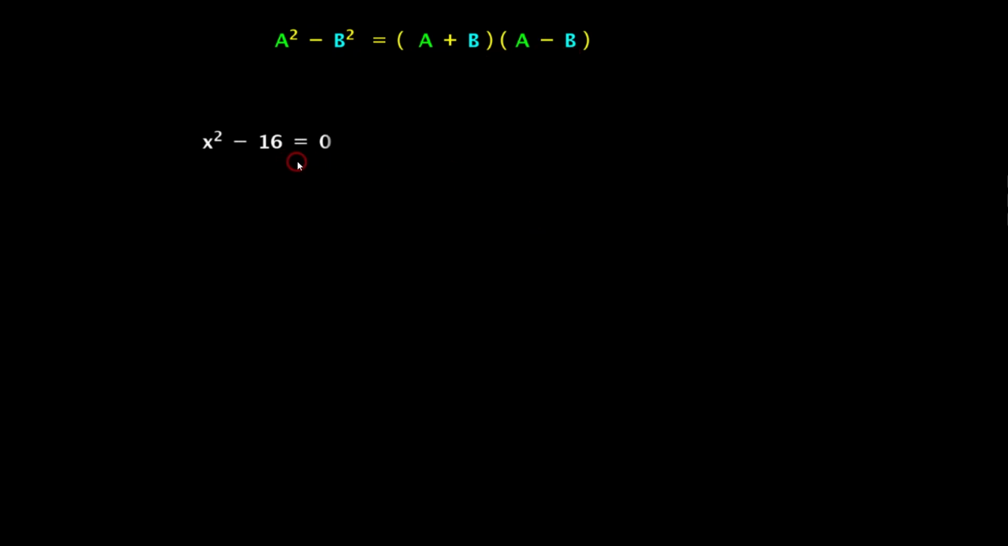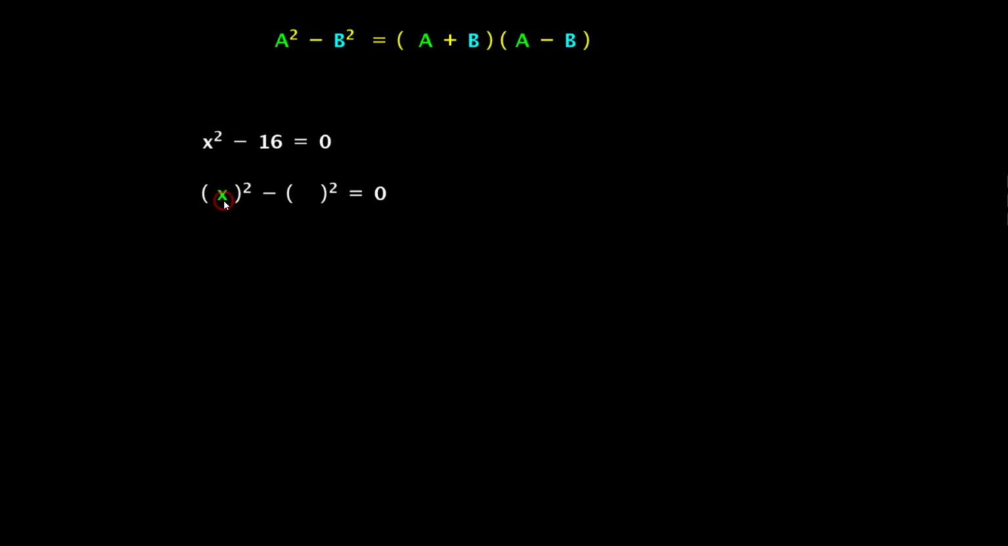If we have x squared minus 16 equals 0, it's a quadratic equation. So write x squared minus 16 as a difference of two squares. Then we can add the two square roots and subtract the two square roots. It's called a plus b times a minus b. It's called the conjugate pair.